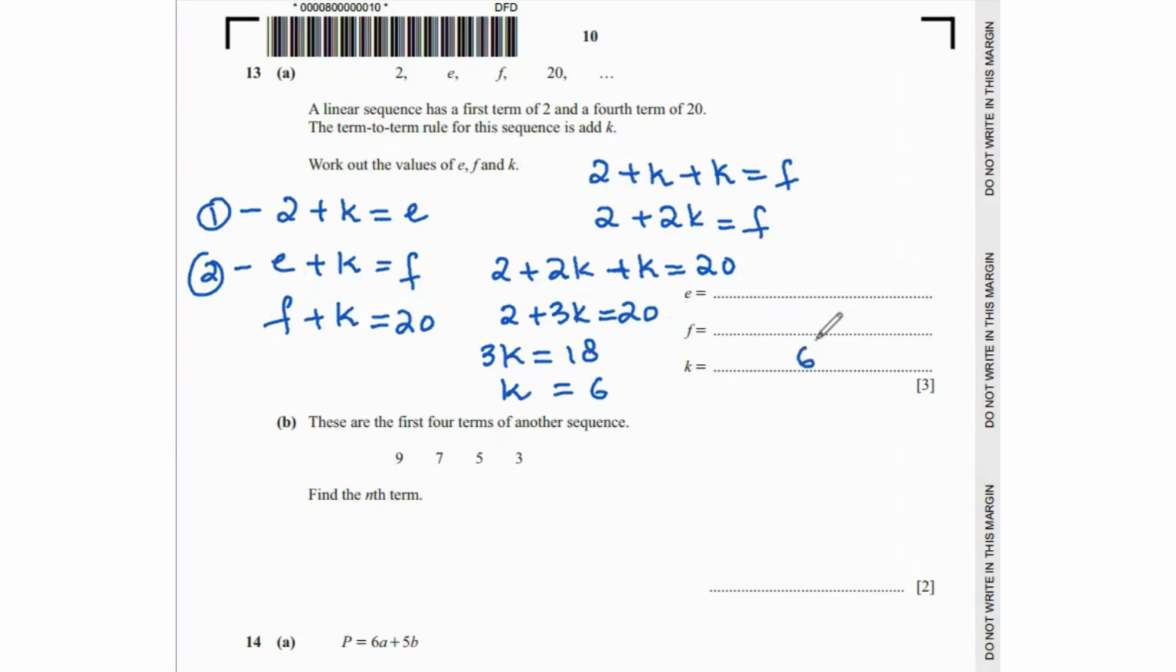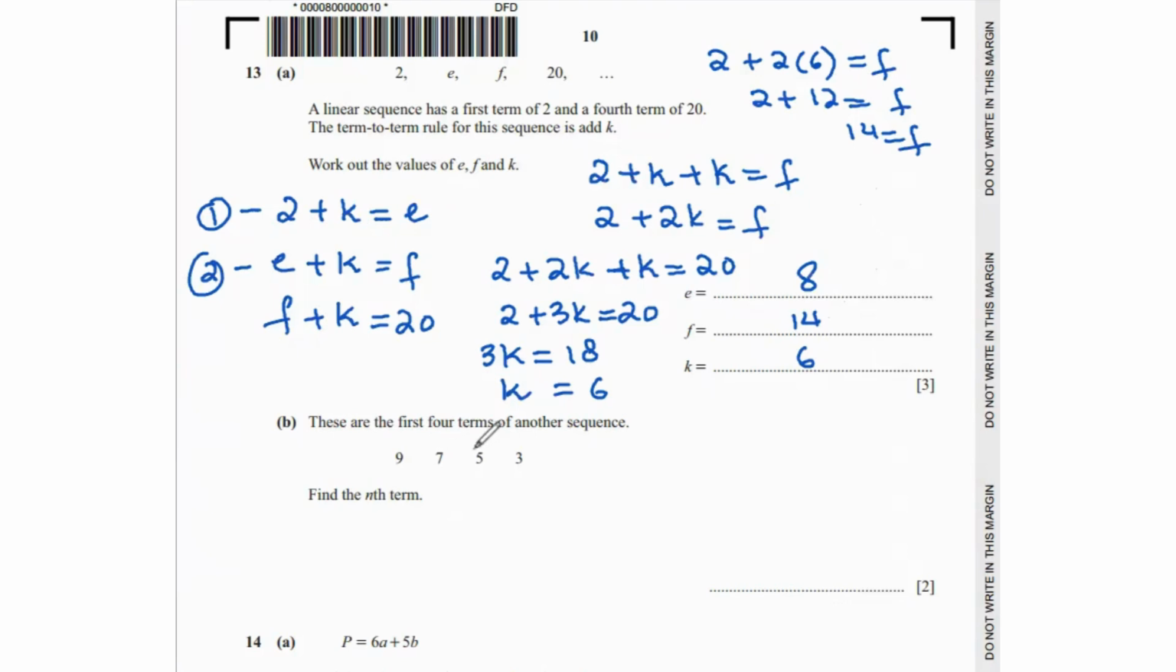So if K is 6, F is going to be 2 plus 2 times 6. That's 2 plus 12, and that's 14. And E is going to be 2 plus 6, and that's 8. So these are your values.